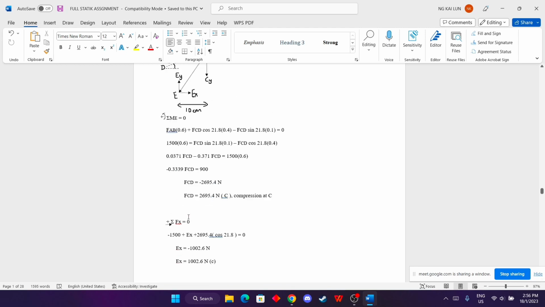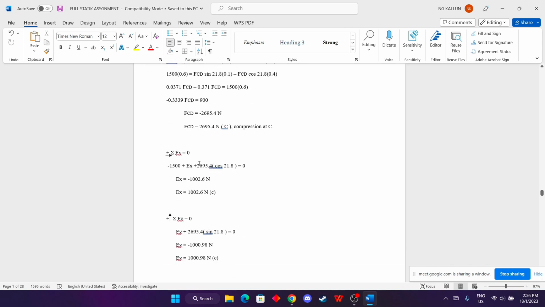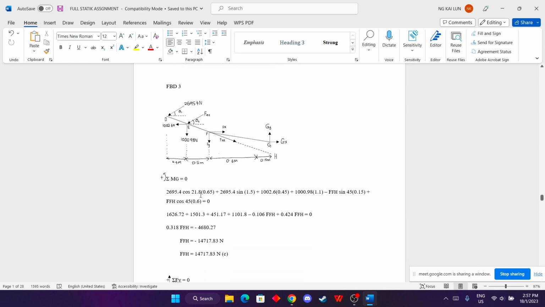For EY, it's the same drill. I have EY, I have CY. That's all I need. So EY plus CY: the force CY equals EY equals 1000.98 Newton compression.